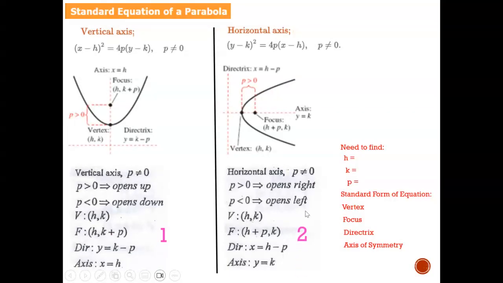This way, when I finish this concept with my students, I ask them, is it going to be number 1 or number 2? And they know number 1 is going to be the vertical, and number 2 is going to be the horizontal. These are all the key components that we're going to be finding out when writing the standard equation of the parabola.